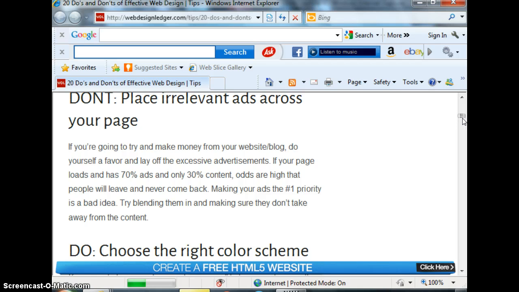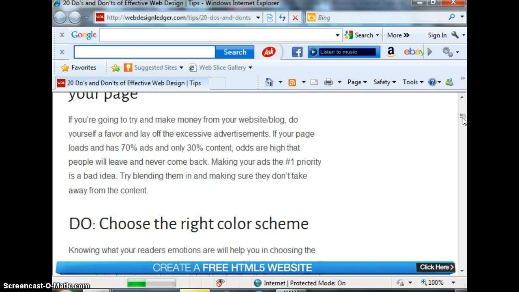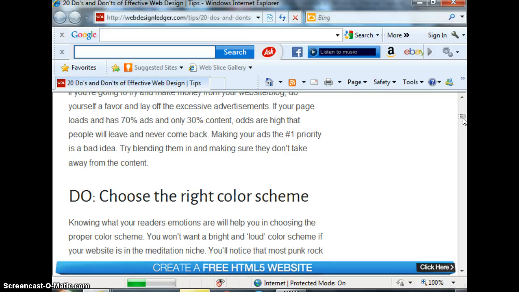A lot of this stuff was common sense. I knew not to do that. I'm designing a web page for third grade students. I knew not to place irrelevant ads across your page. So I'm not going to say I took a lot away from it, but it was a good reminder.